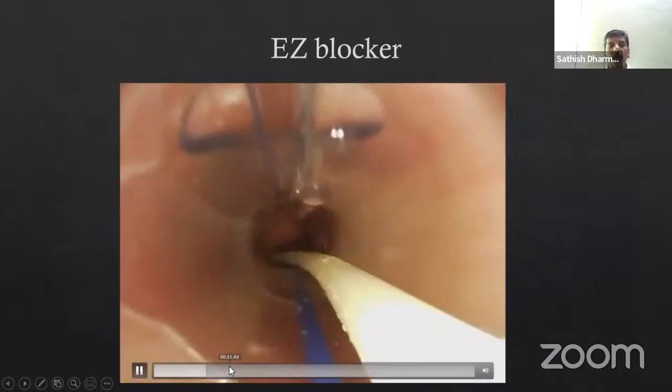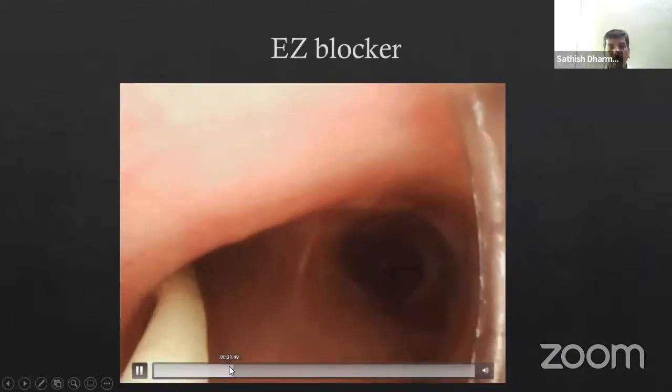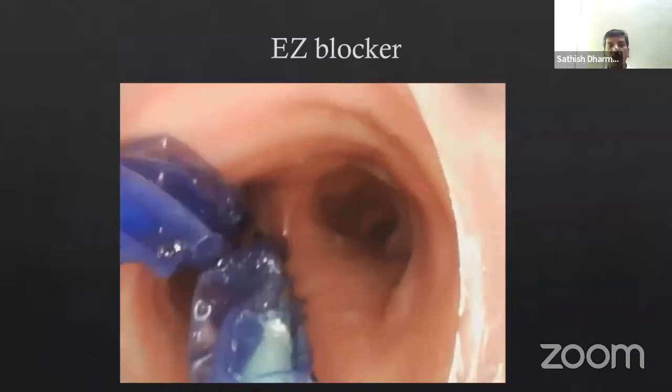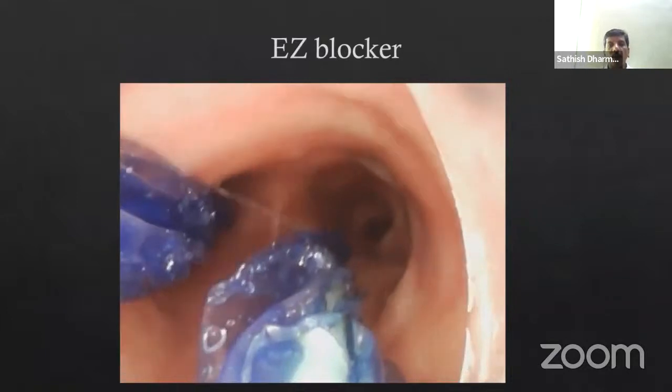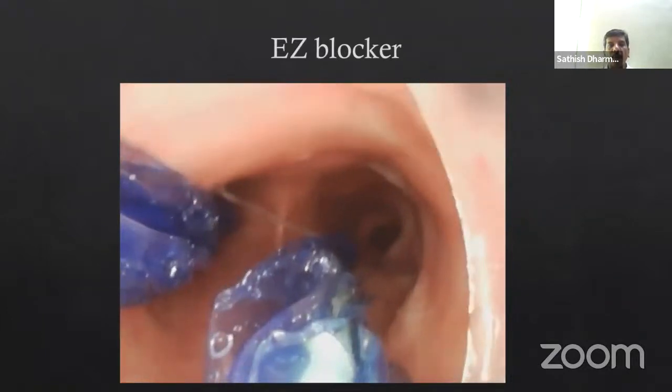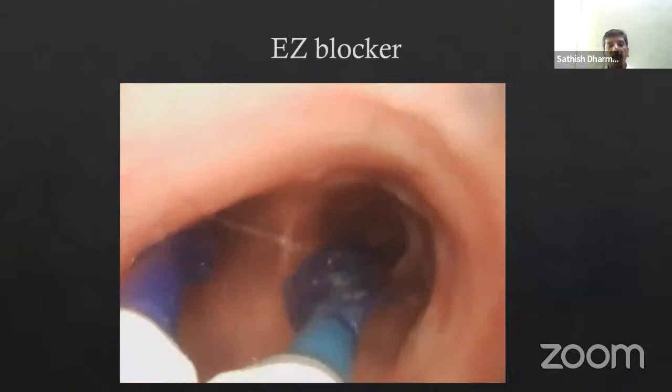Once you see the carina, you know, the two limbs, both the limbs have gone into the left side. So you bring it out. See, the limb is not opening here because the tube is very close to the carina. Now we pull the tube a little bit up, and the Y limb is open.